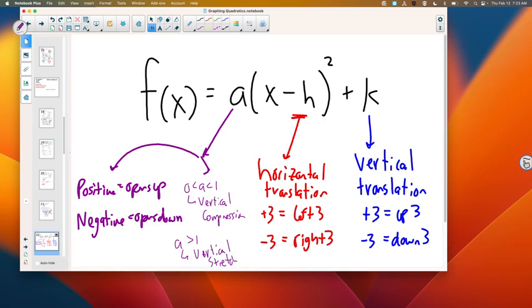We haven't talked about anything with the A yet. We'll do that tomorrow. The H and the K, we have talked about that a bunch.